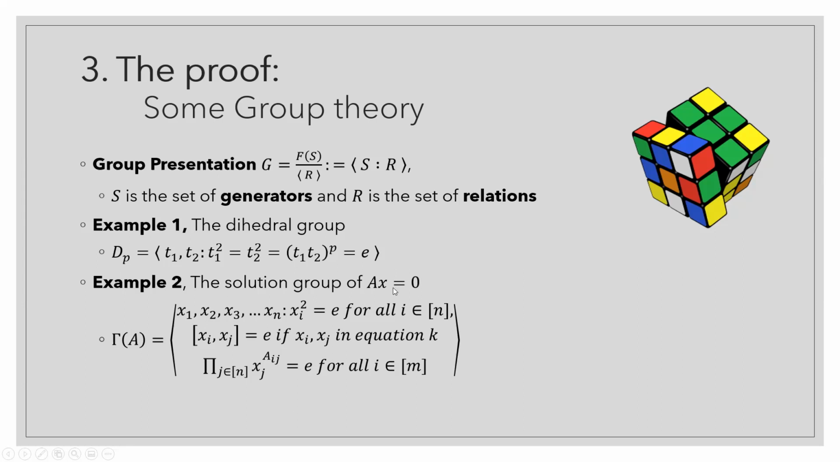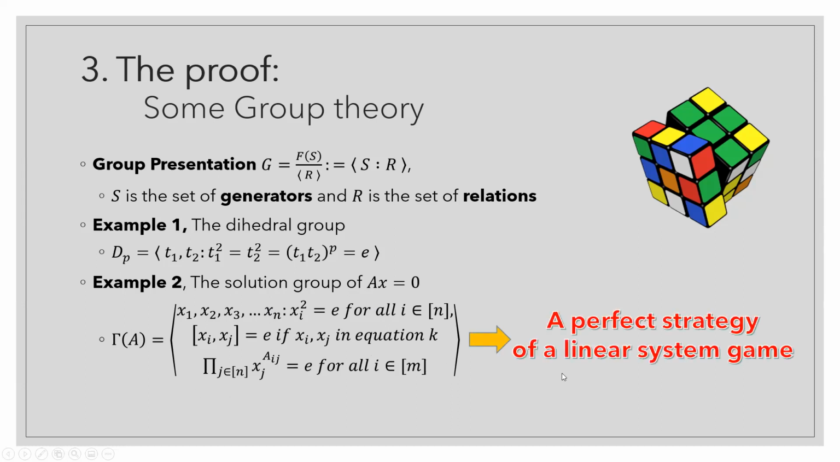The motivation behind introducing this group is that a representation of this group can give us a perfect strategy of a linear system game. A linear system game is one of the non-local games where Alice is asked to give an assignment of an equation and Bob is asked to give an assignment for a variable from Alice's equation. They win this game if Alice's assignment is satisfying and they are consistent with the assignment to the common variable.